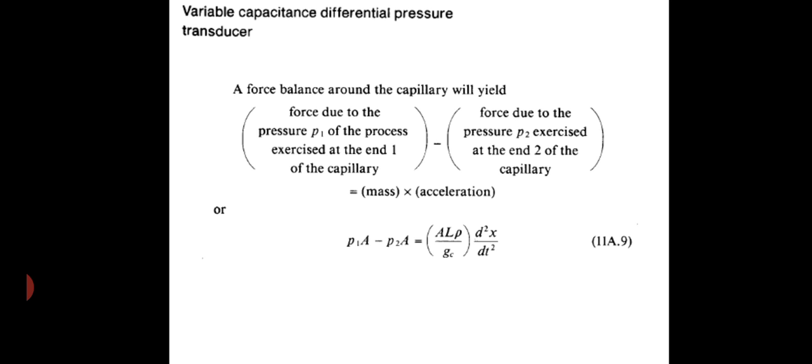Due to the pressure difference a force is created. This force is due to the pressure P1 of the process exercised at one end of the capillary, and the force due to the pressure P2, and due to the difference of these pressures the mass into acceleration, that is the force, is created. Thus P1A minus P2A is equal to A L rho by Gc times d2x by dt square, where the mass is given in terms of A into L, that is the volume, into the density, divided by Gc.